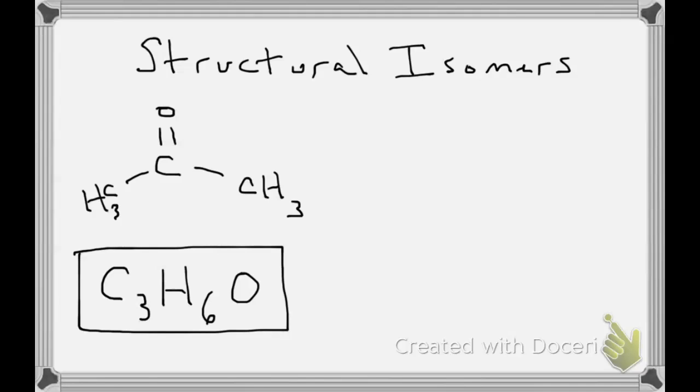So there are a couple of ways that you can put all this together. By the way, we'll learn as we go how to use what's called condensed structural drawing, which I'm using right now. I'm not showing each individual hydrogen bonded to the carbons. I'm grouping them together. And I'll show you a different way that all of these could come together. Oops, I'm running out of space.